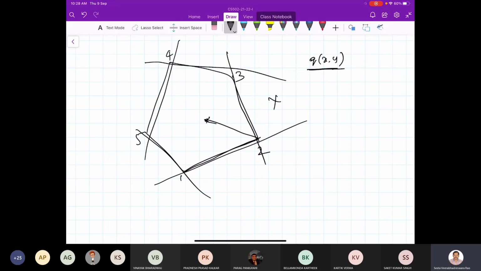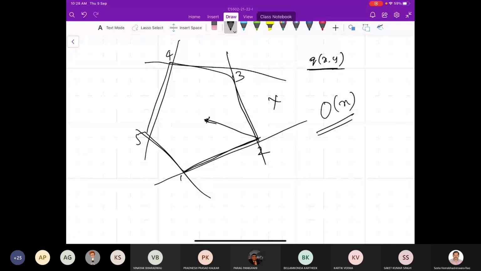For outside, with respect to edge 1, 2 it is on the left side, for 2, 3 it is on the right side. So if the point is outside, for some edges it will be on the left side and for some on the right side. If it is inside, then for each and every edge it's on the left side. So this you can do in linear time. But linear time is not a good thing. Can we do better?